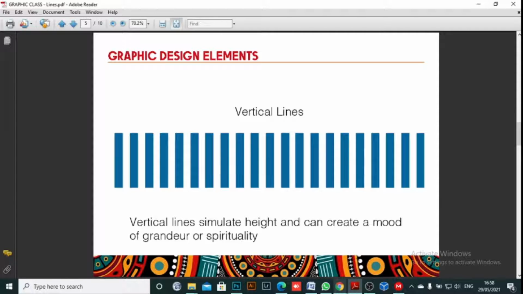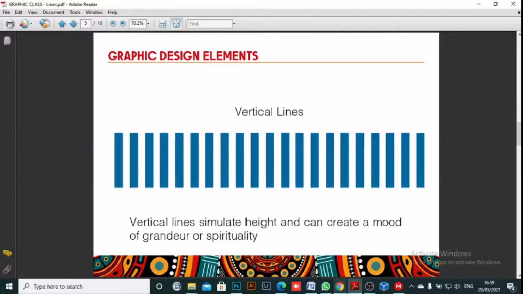Lines are great for creating mood and meaning. Beyond the foundational line types, other line types and styles can be used to create meaning and mood. Let me just quickly explain before we get there.